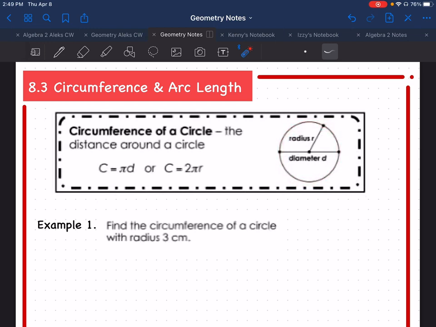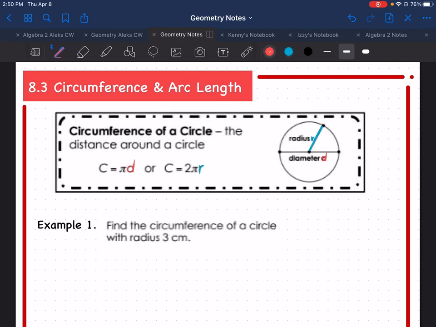There are two different formulas due to the diameter, which is d, and the radius, which is r. The only difference between these two is that the first formula is pi times d, where d stands for my diameter. And the second one is 2 times pi times r, where r is my radius. Now this would be my radius.